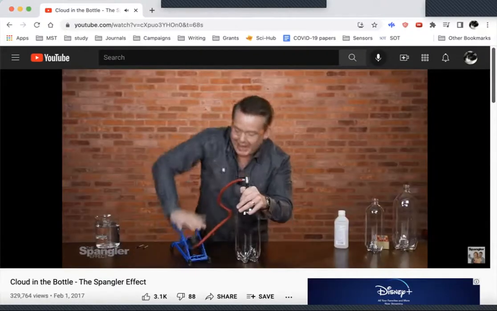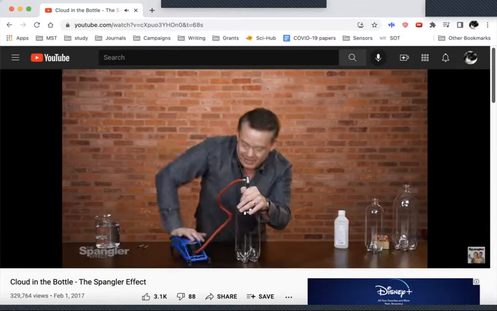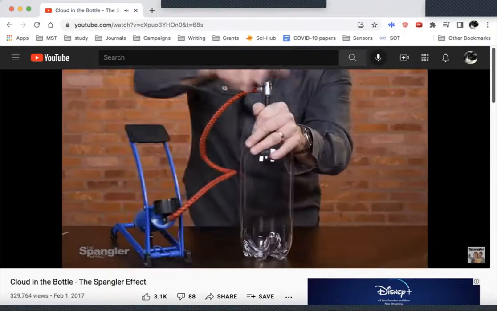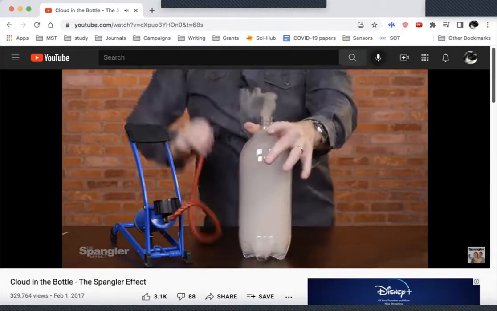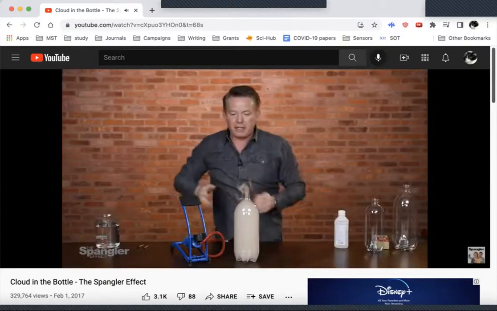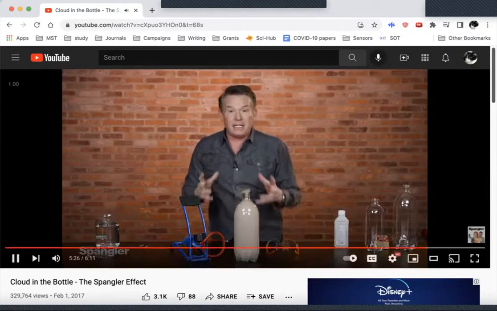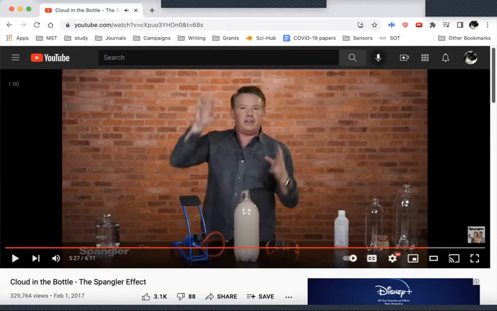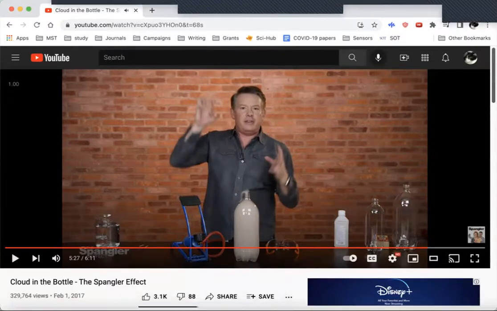So now we are back to the process again. Here we go. 3, 2, 1, bam. And there's our cloud. So if you've ever done a soda bottle rocket, many times you'll see that. Okay, so this is a simple process to actually make a cloud at home. Okay, so we can actually discuss what is really happening here.